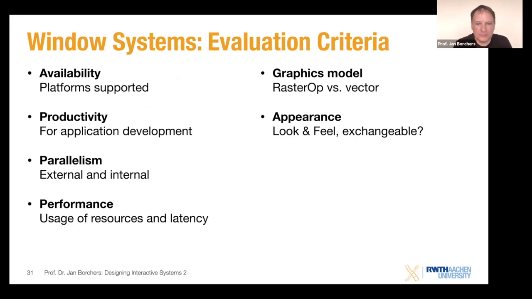So those were some hard requirements, but we can think about a larger list of evaluation criteria that tell you what you could look at and consider whether it's the right thing for your use of a Windows system, or when you are designing your own Windows system, whether this is an important thing to follow up on. Which platforms are you supporting? Availability on different platforms? Or which platforms is the Windows system supporting?